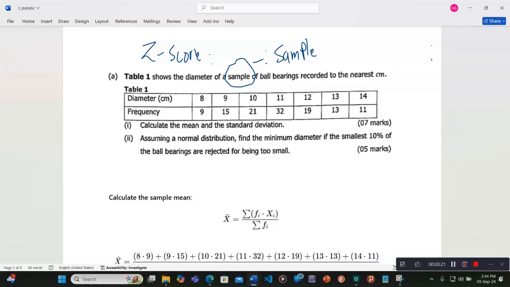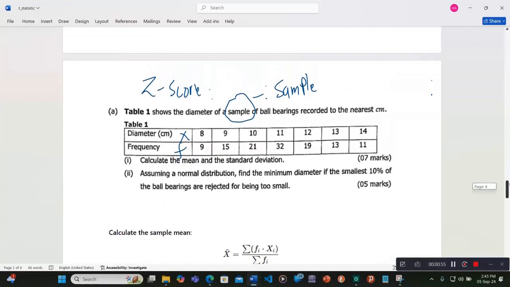So diameter in centimeters is given, let us call it X, and the frequency F is given here. These are the X values. These are the frequency values. We are required to calculate the mean and the standard deviation. Also, assuming a normal distribution for this diameter, find the minimum diameter if the smallest 10% of the ball bearings are rejected for being too small.